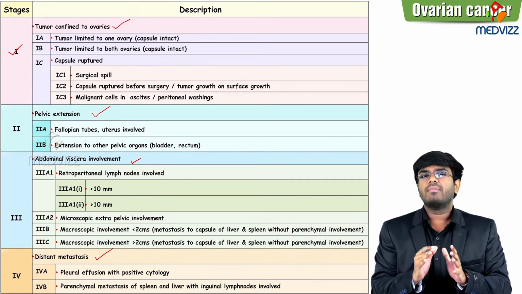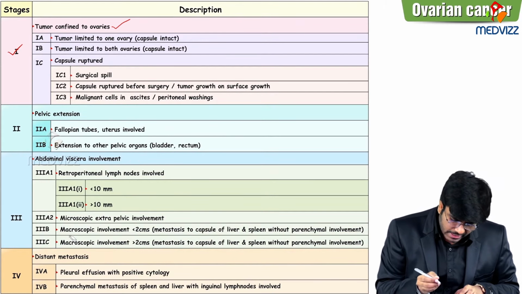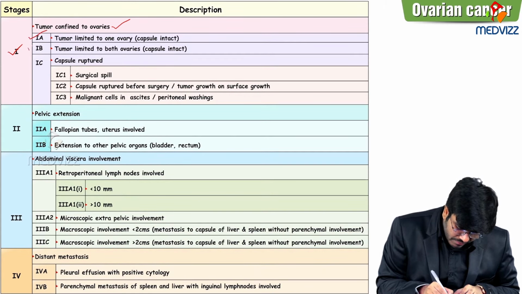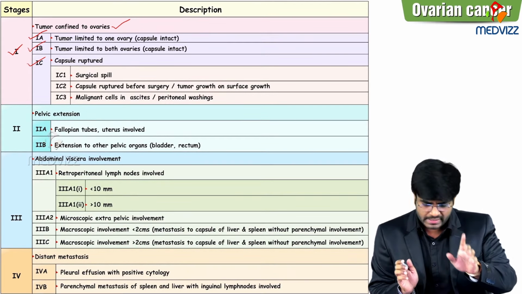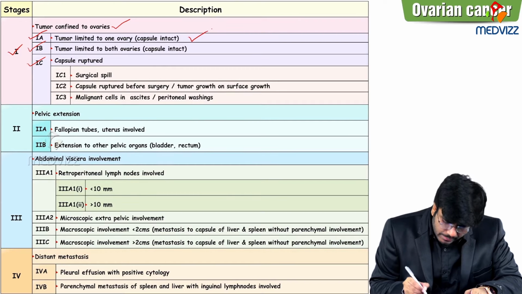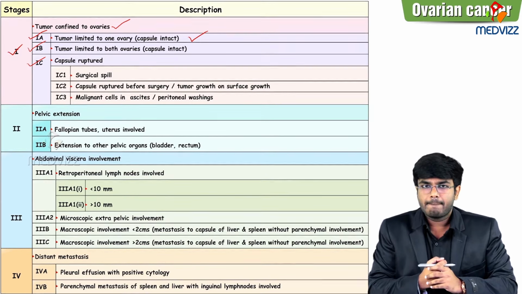Now let's see one by one in detail. Now, if I am talking about stage 1, stage 1 was further divided into 1A, 1B and 1C. What is 1A? Simple, only one ovary is affected. The tumor is limited to one ovary and that too the capsule is intact.